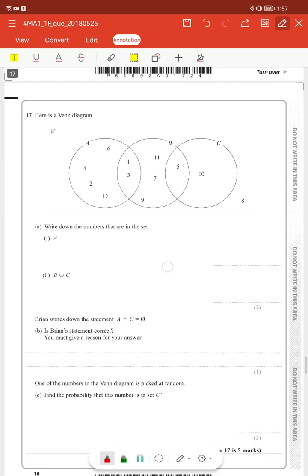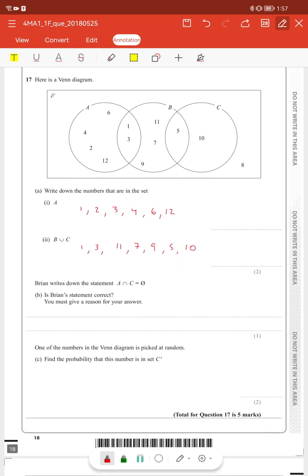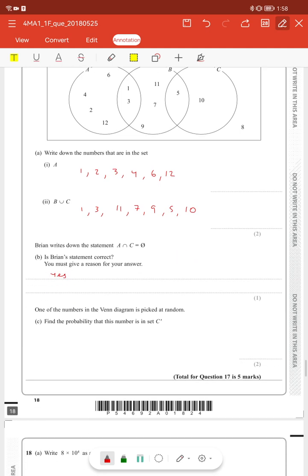So here's a Venn diagram. Write down the numbers that are in A. So we're going to have 1, 2, 3, 4, 6, and 12. In B or in C. So it can be 1, 3, 11, 7, 9, 5, or 10. He writes down that A and C does not work. Is that correct? Yes, because the circles of A and C do not cross.